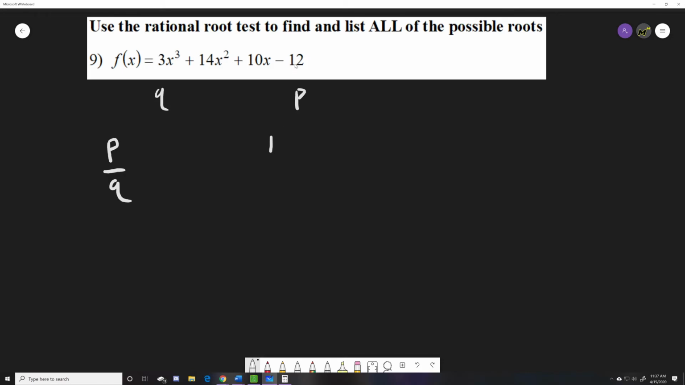What factors do we have of 12? So what divides 12, really? And so 1 divides 12, so does 2, so does 3, so does 4, so does 6, and so does 12. All of those are factors of 12. So those are our p's.